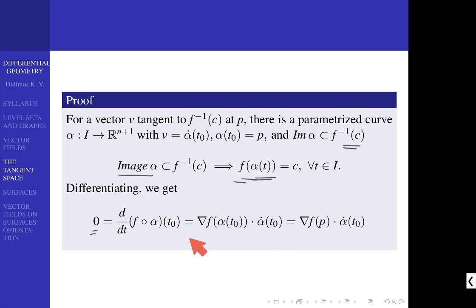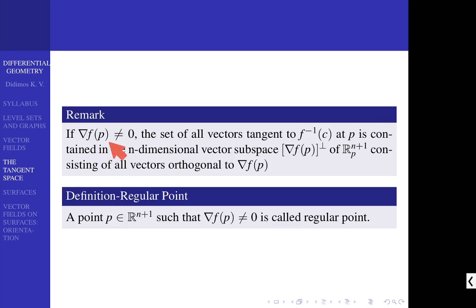This is what we have discussed in the reference. So that is equal to del f of p dot alpha dot t naught, since alpha of t naught is p and alpha dot t naught is the vector at p. From this you can say that this dot product is 0, hence these are orthogonal. Obviously V, which is equal to alpha dot t naught, is orthogonal to del f of p. This is the remark on that lemma.